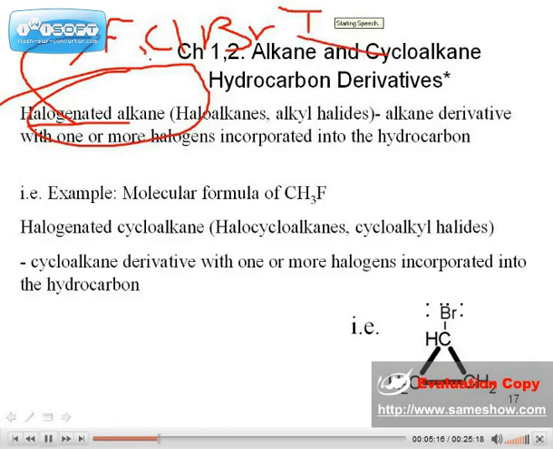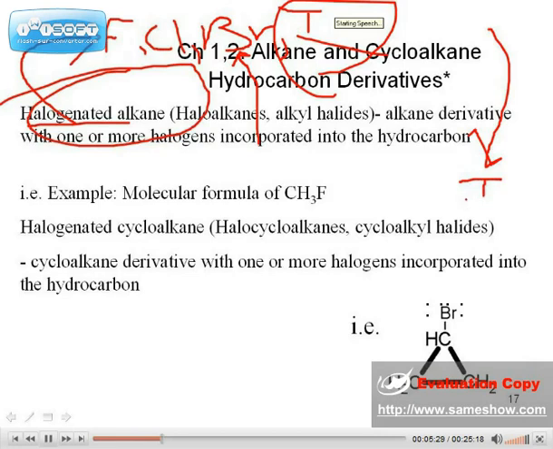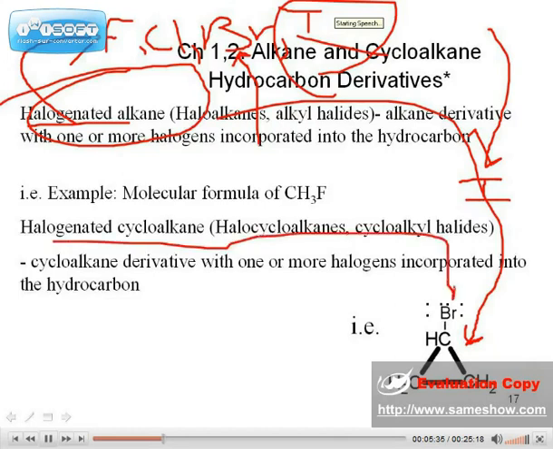So fluorine, chlorine, bromine, and this last one, let me see if I can write it a little bit better, iodine. So halogenated alkanes, here's a nice example. This is technically a halogenated cycloalkane.